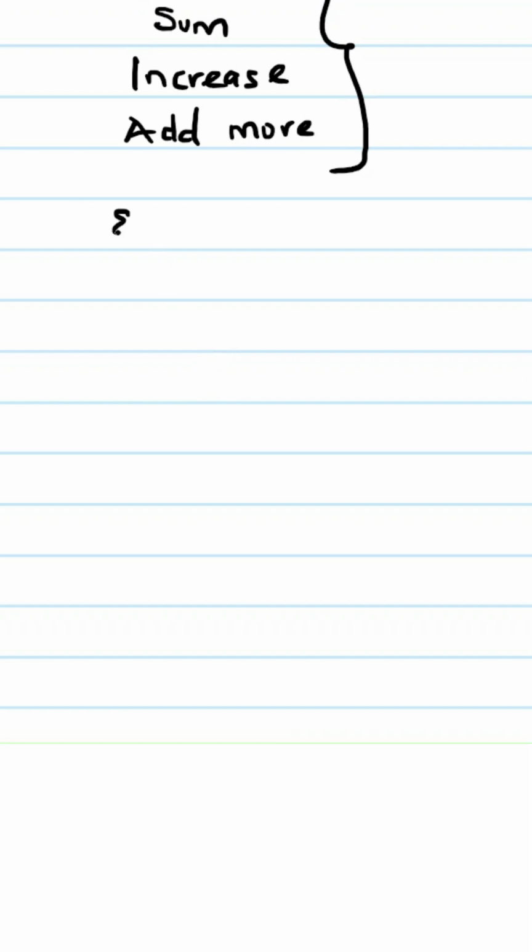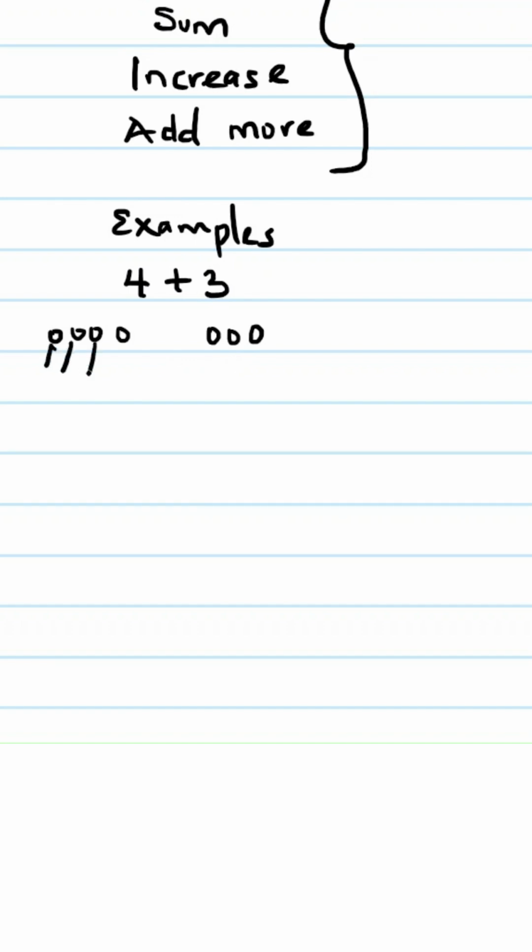For example, if we're asked to add 4 plus 3, how do we add? We count the first number, which is 1, 2, 3, 4. We count 3, 1, 2, 3. What next? We add all together. So we have 1, 2, 3, 4, 5, 6, 7. So 4 plus 3 is equal to 7. So this is how we add numbers.